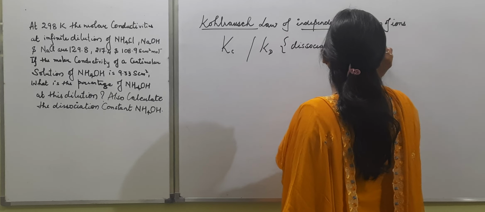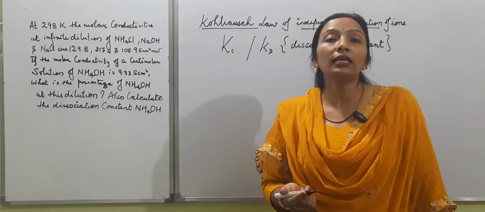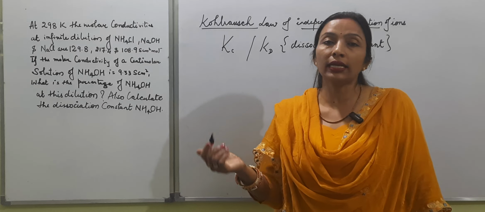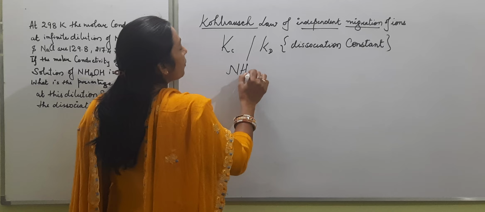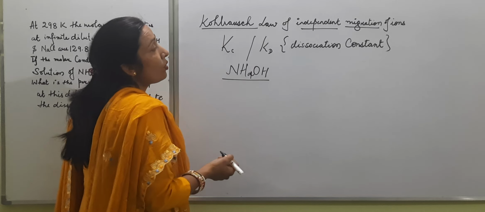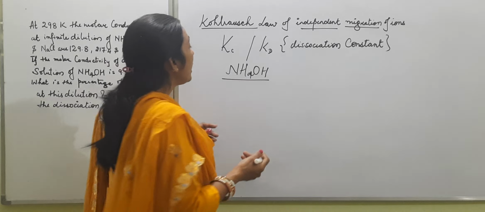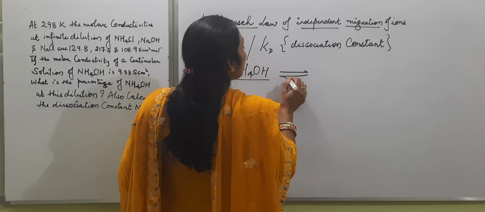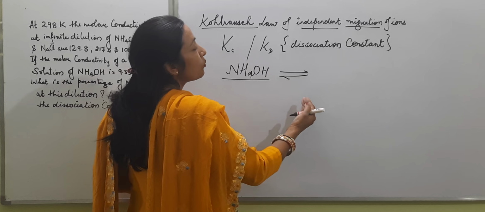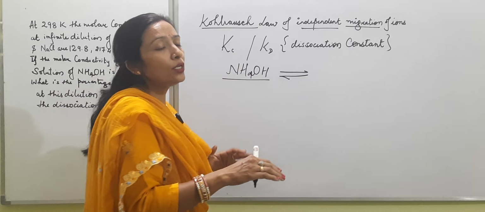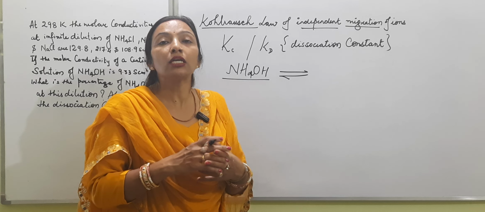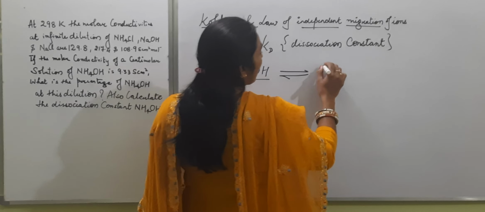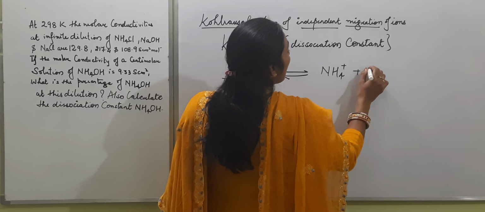When an electrolyte dissociates or breaks into ions, and the dilution is infinite, the concentration is zero for a weak electrolyte, then how can we calculate the dissociation constant? For that, what is the relation here? If we have an electrolyte, for example ammonium hydroxide as a weak electrolyte, Kohlrausch's law is used to find the dissociation constant. Normally the reaction goes in both directions, backward and forward. At low dilution the dissociation is not complete, but at infinite dilution of a weak electrolyte, the ions are totally free to move. So here we have the ammonium ion plus the hydroxide ion.